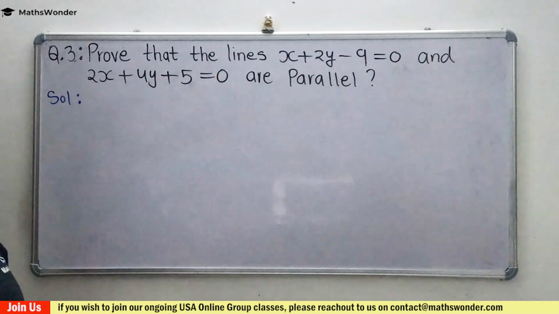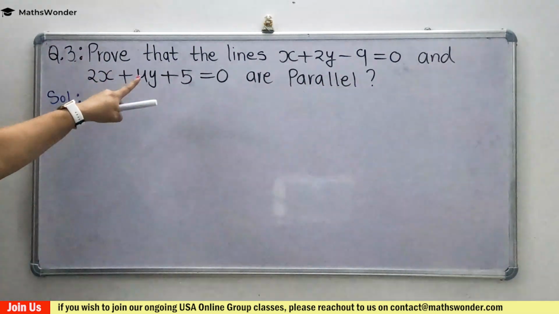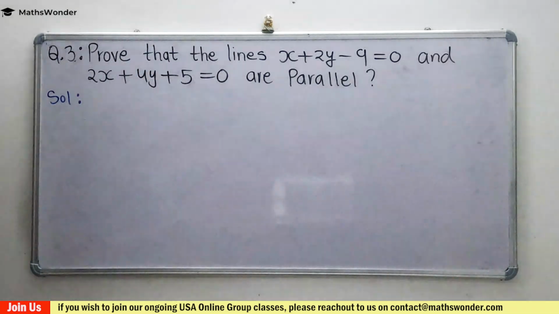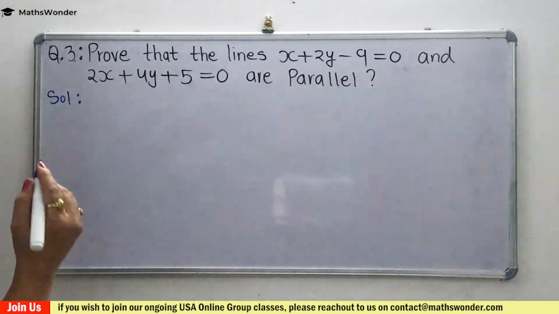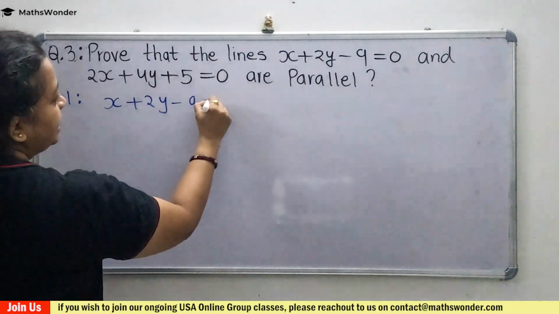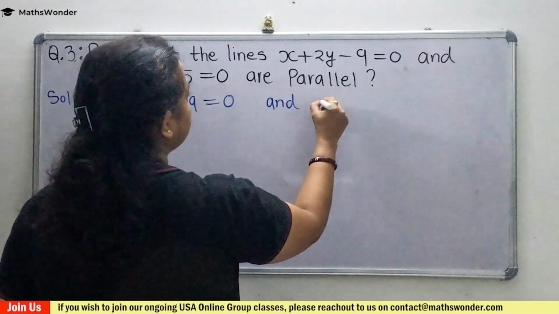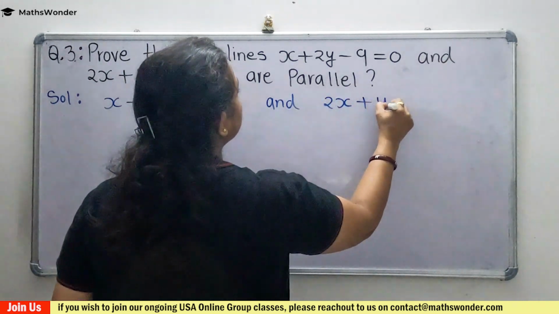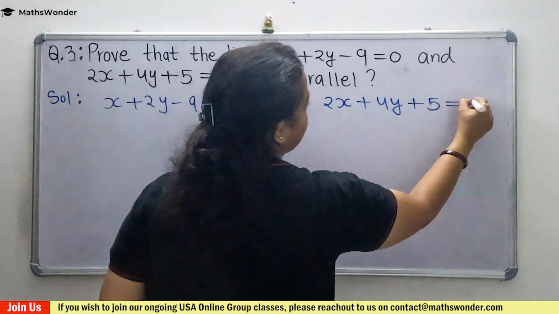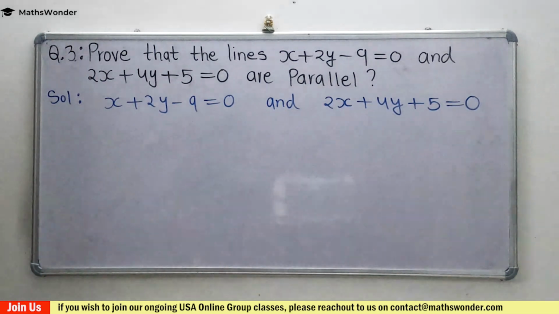Good question. Question number 3, based on this topic: prove that the lines x plus 2y minus 9 is equal to 0 and the second equation, 2x plus 4y plus 5 is equal to 0, are parallel. Then how will you solve it? First of all, you will write your equations. x plus 2y minus 9 is equal to 0, and the other equation. Now I am writing both equations parallelly, so it will be easy to understand. Now convert into the y is equal to mx form quickly, as you know how to convert.